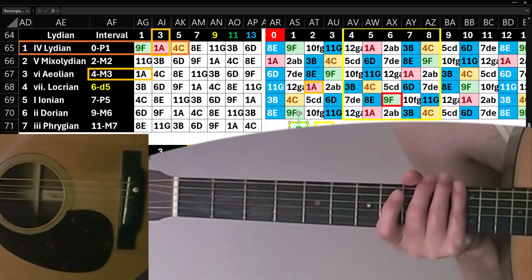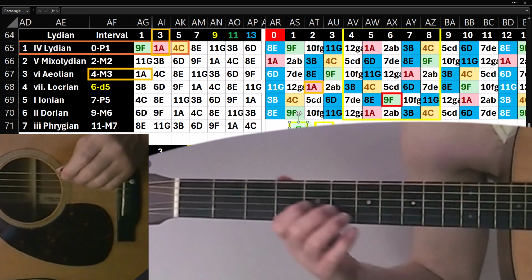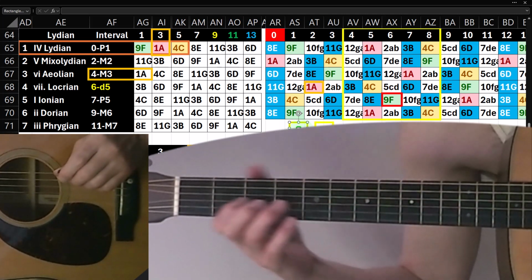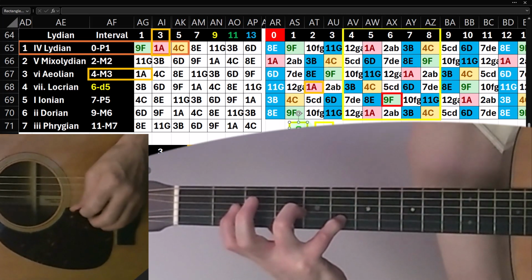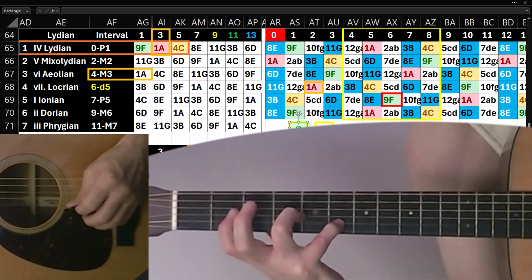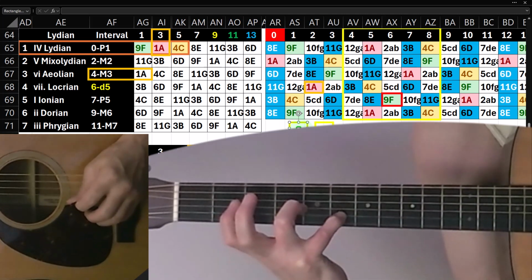Anyways, 5 here, 6, 7, and 8. So let's count it out this way. 5 here, 6, 7, 8. So there we have it. Top to bottom would be an 8-note away minor 6th.